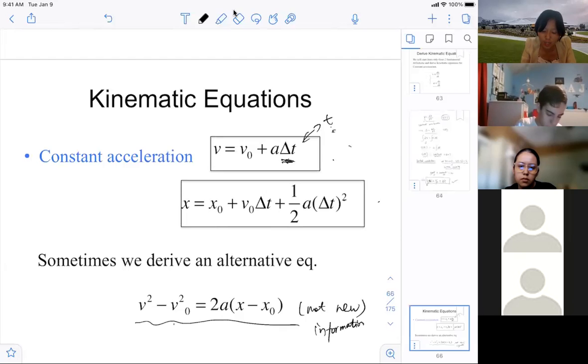This one gets rid of the time. You can see it does not have time here. So when the question gives you some quantities, let's say the question gives you velocities, gives you displacement, and wants you to find acceleration, you will find this equation is easier to use because you can get around finding the time first. So really, depending on what the problem asks you, you can choose to use any of these equations.